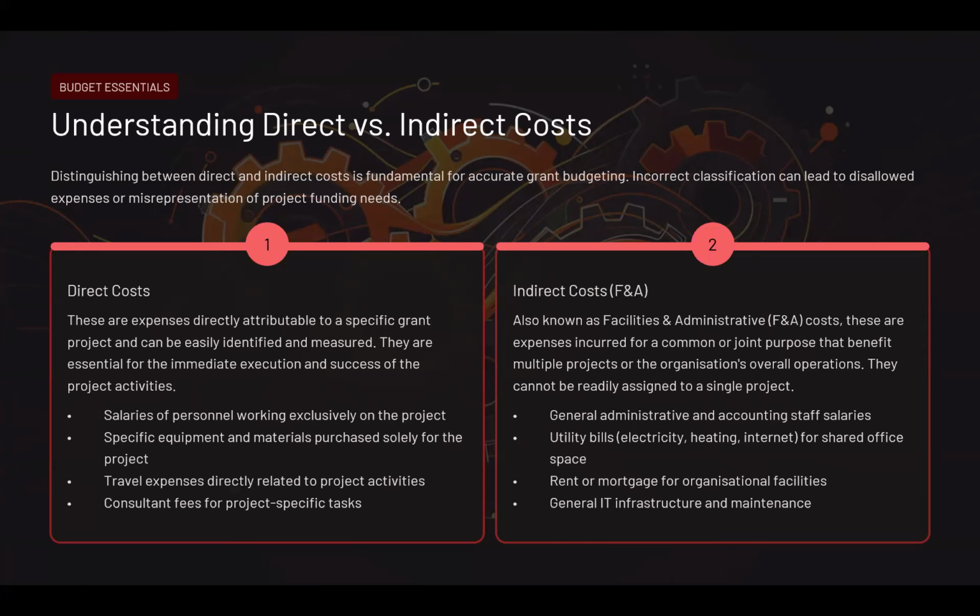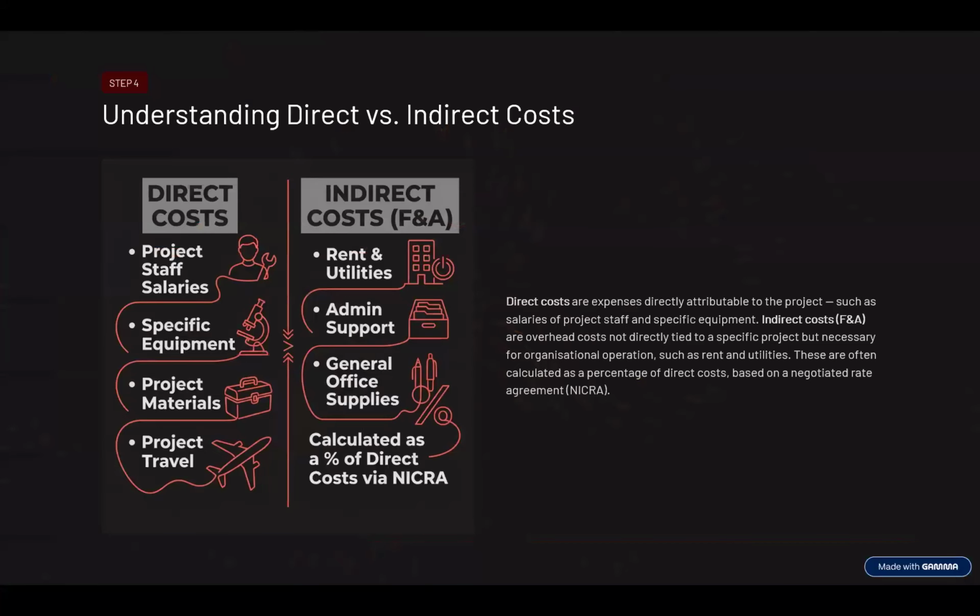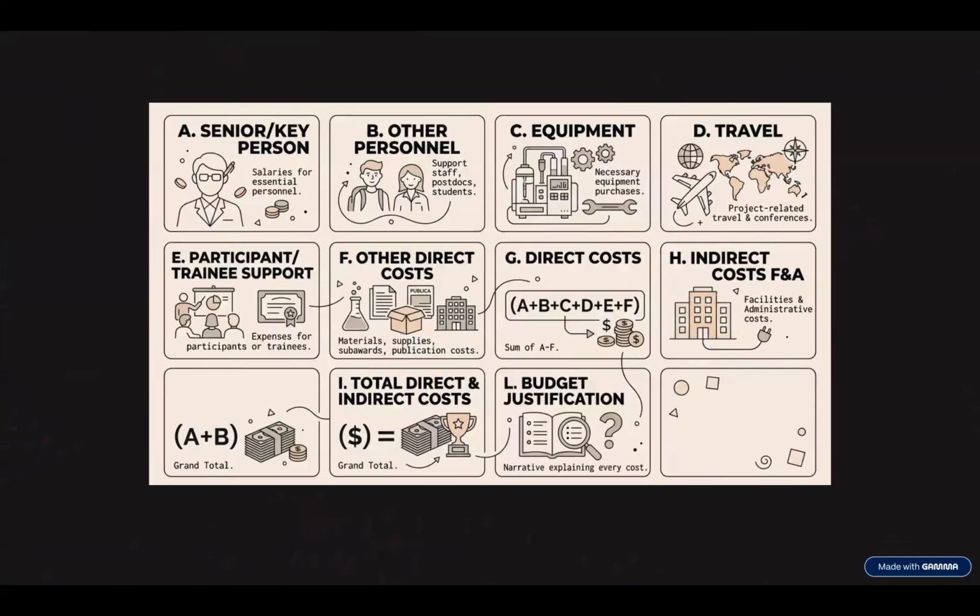I don't know if Prof can talk about it later, but on our own side of things, we just put it as indirect costs and it is a standard 7.5%. Like I said, this is just a diagram to explain it. Project staff, equipment, project materials, travels, the rents, admin support, general office supplies. Now, this is just a chart showing the cost, like the salaries, the key person.